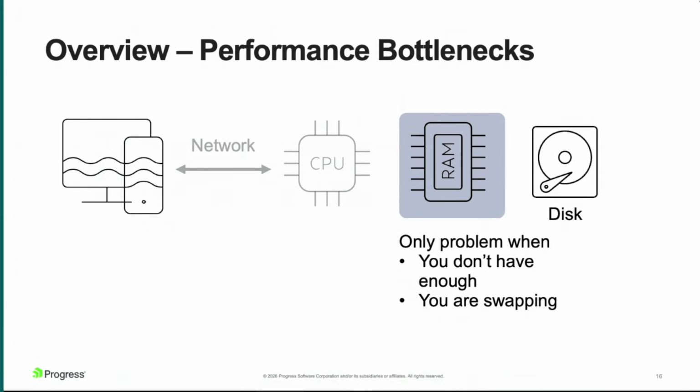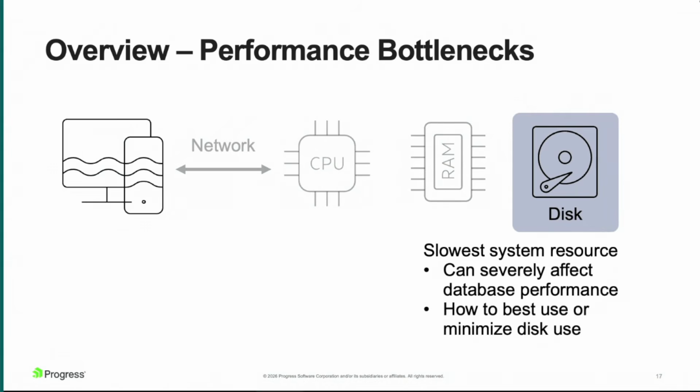RAM can cause you a bottleneck. It's only a problem if you don't have enough, right? If you need more RAM for your database buffer pool and you don't have enough, that is a problem, and that's probably a bottleneck for your performance. So make sure you have enough RAM, so you're not swapping, right? If my database buffers aren't getting swapped, but actual RAM is getting swapped off to disk, that can cause you a problem.